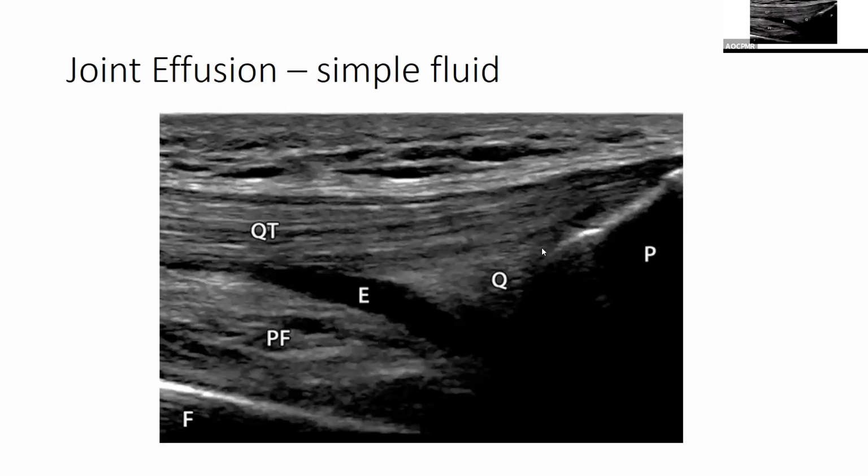Knee effusion, we're going to talk about this in a little bit. Here's our patella, shadowing underneath the patella, because sound wave's not going to travel underneath that cortex. You have our quadriceps tendon over here, suprapatellar fat pad, prefemoral fat pad, and this is the suprapatellar joint space where we can see a little bit of effusion starting to happen with our simple joint fluid. Femur down here.